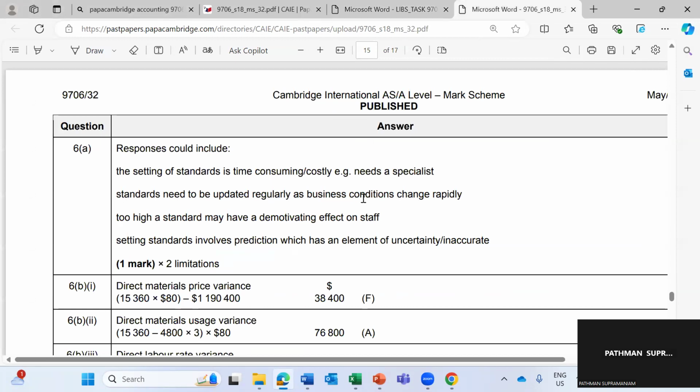Standards need to be updated regularly in order to be relevant. Setting too high a standard can be demotivating to staff, right? And setting standards involve prediction, which has an element of uncertainty. So not necessarily that the standards are achievable, right? Okay, so that's for the theory part.